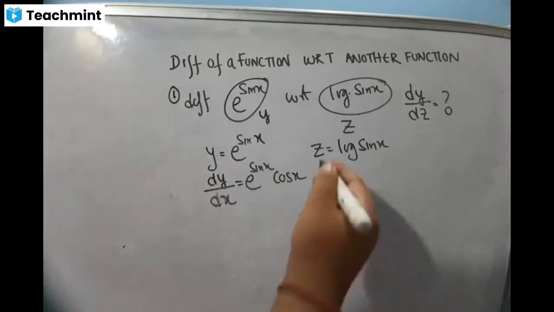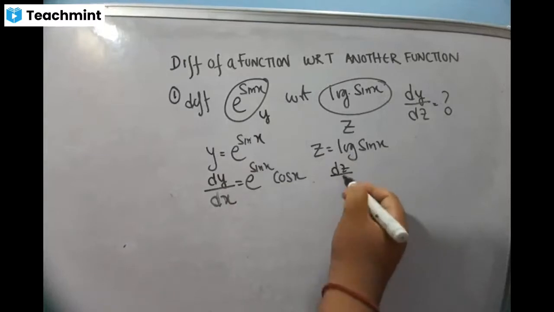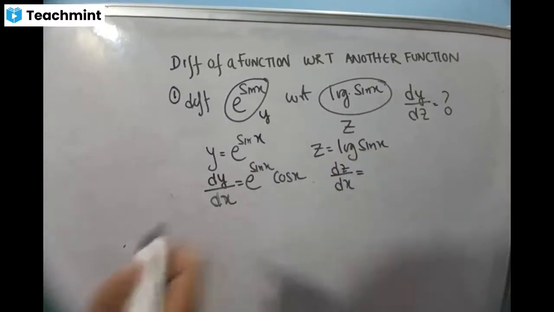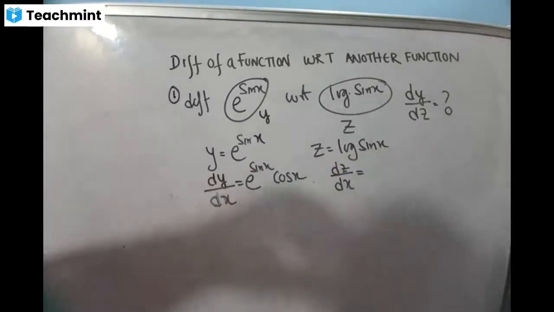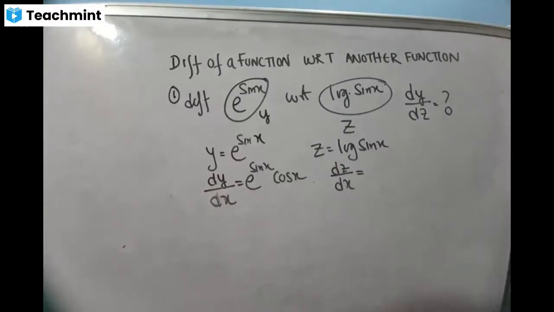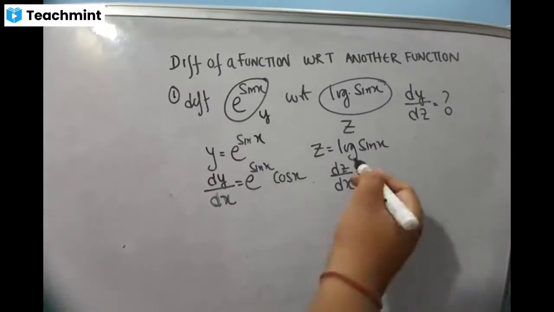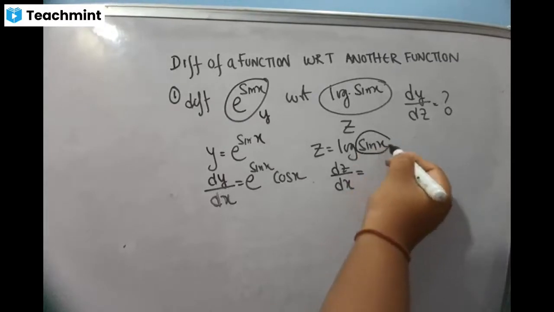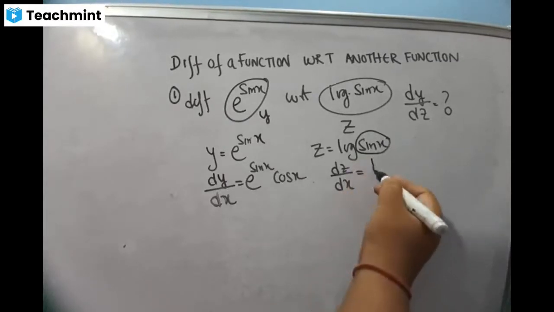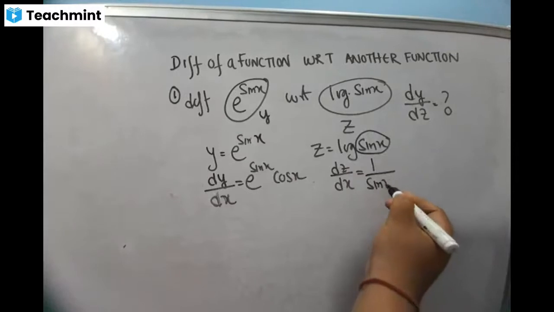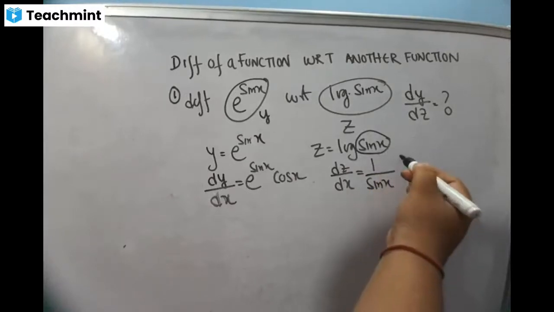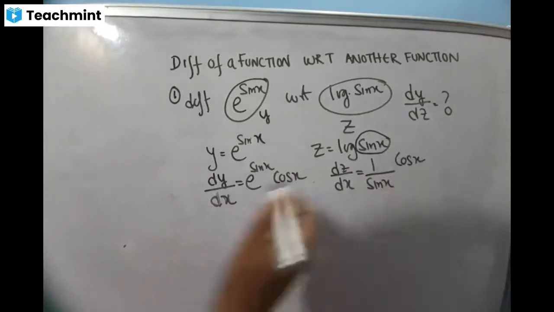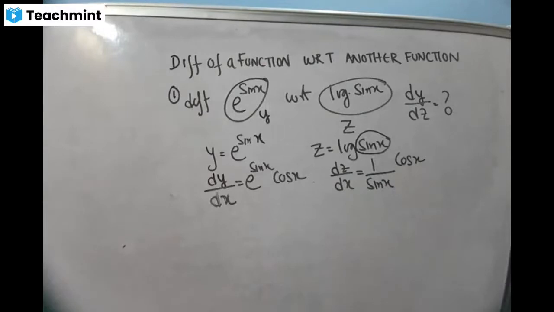Similarly, differentiate z to get dz by dx. Those who still are having problems with composite function, please go through the video on composite function. Log should always be with x, isn't it? So we assume this as x. Derivative of log x is 1 by x, but this is just an assumption. So derivative of sin x is cos x. Is that clear? So see what you're getting now.